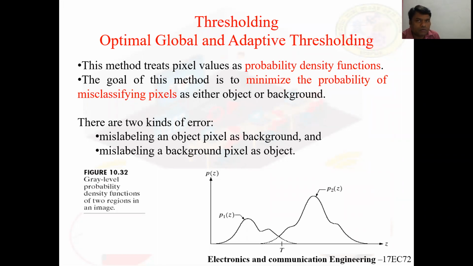Thresholding: optimum, global, and adaptive thresholding. This method treats pixel values as probability density functions. The goal of this method is to minimize the probability of classifying pixels incorrectly as either object or background. There are two kinds of errors: mislabeling an object pixel as background and mislabeling a background pixel as object. You can see from the diagram here the gray level probability density functions of two regions in an image.